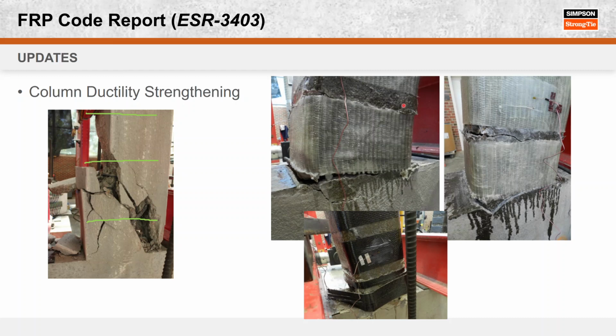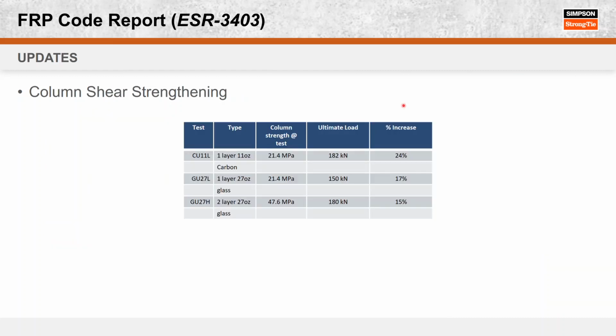We maybe confused more than we helped on that discussion, but for column shear strengthening, we got 15 to 24% increases, depending on the type of fabric and the concrete strength. We tested only one layer of carbon, it looks like, of 11 ounce, and we did 1 or 2 layers of glass fabric.